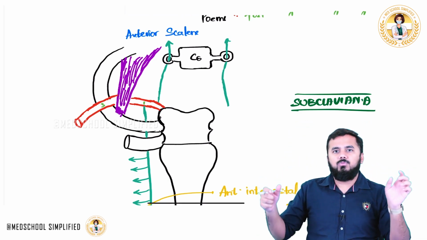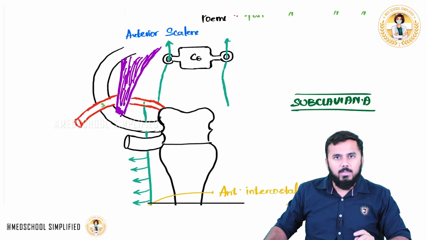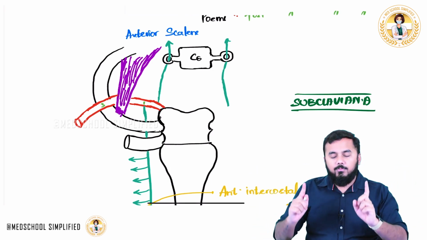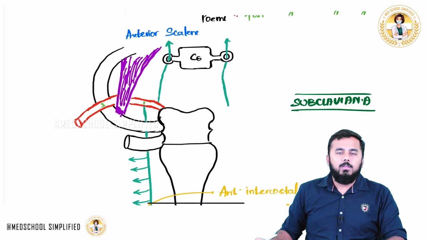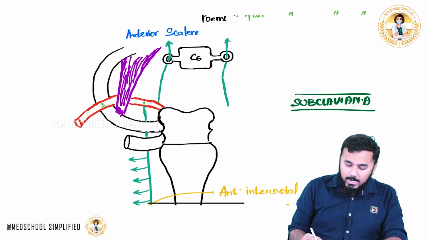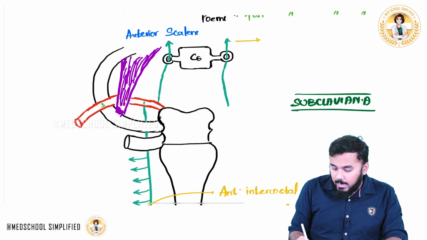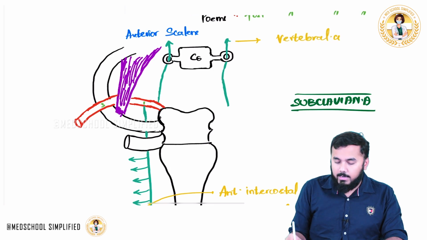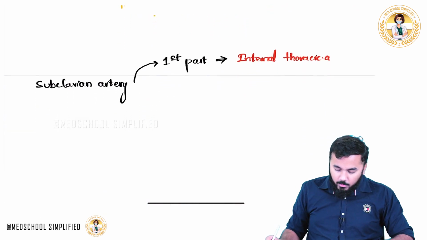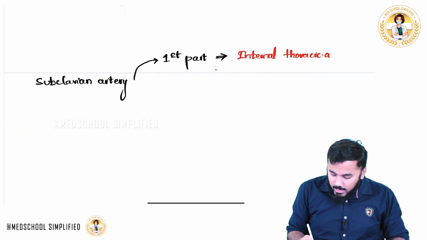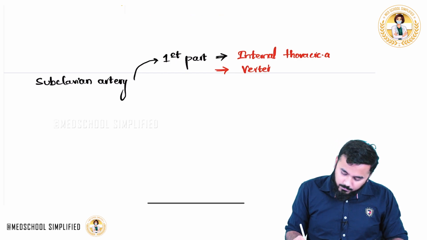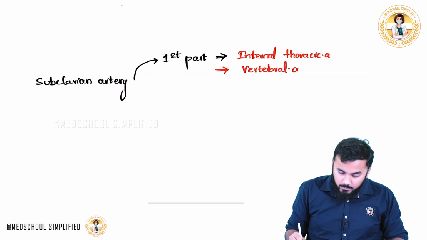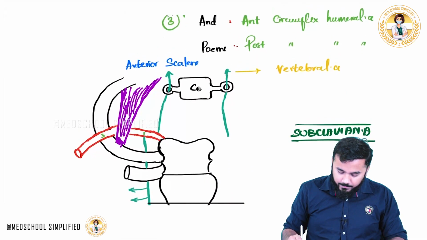As it is passing through this transverse foramina, it is called the vertebral artery, because it is passing through the foramina of the vertebral column. The vertebra has a transverse process which has got foramina there. So the next artery is called the vertebral artery. I will make a note here that the next artery is the vertebral artery, which ascends up.